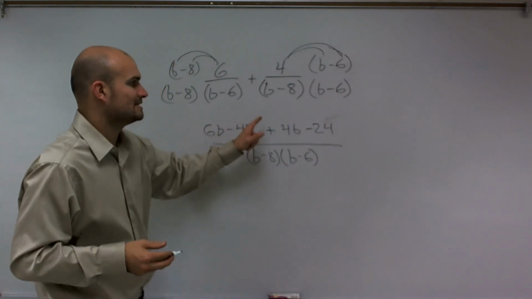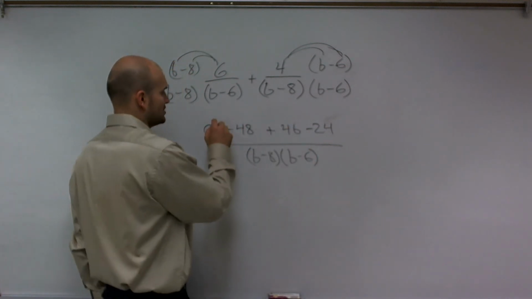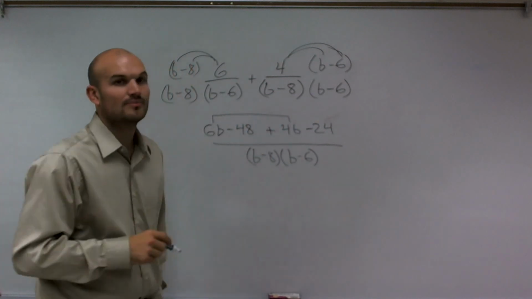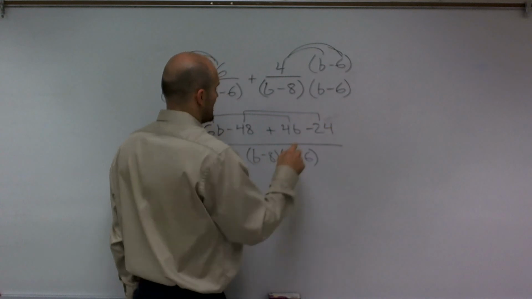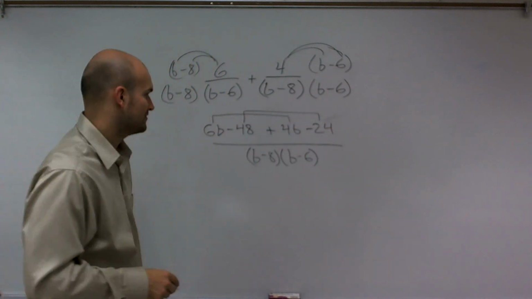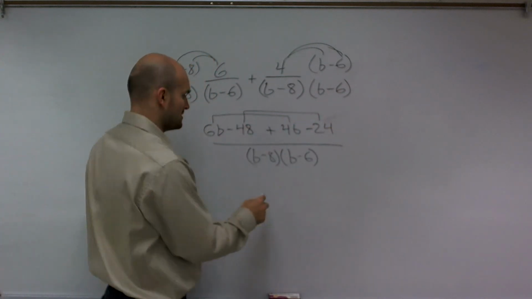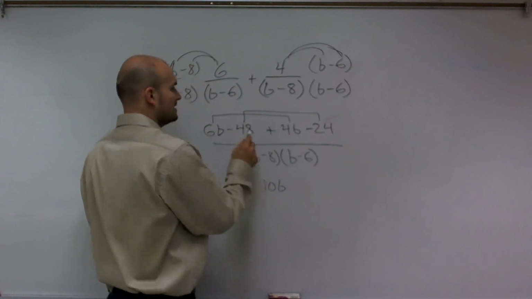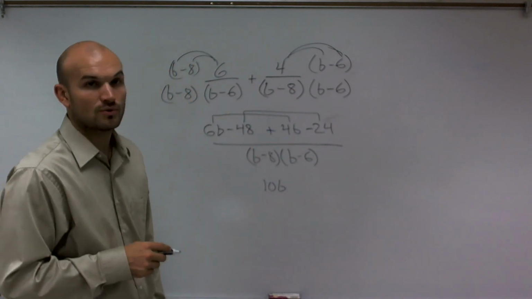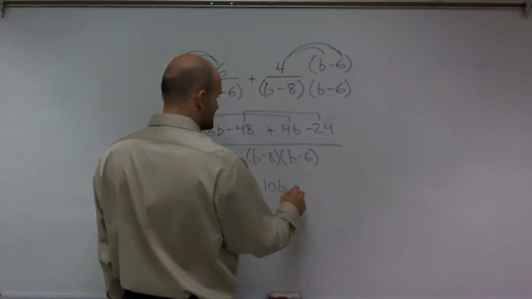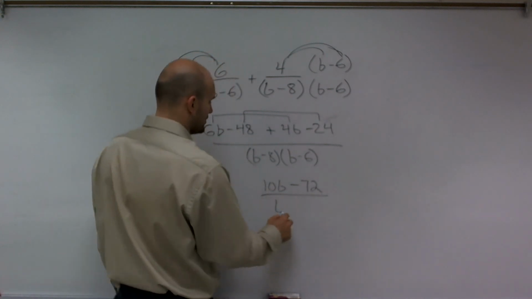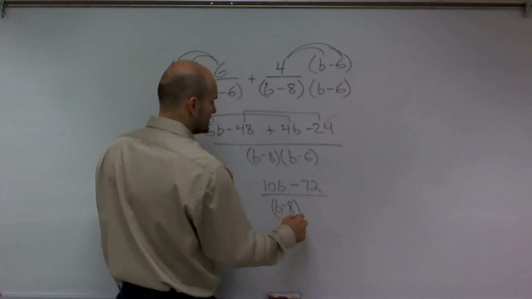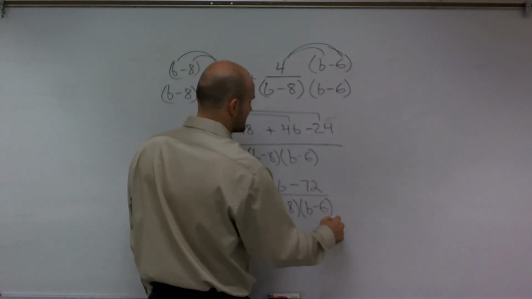So now I need to rearrange this and combine my like terms. Well, I can only combine a 6b and a 4b, and a negative 48 and a negative 24. So 6b plus 4b is 10b. Negative 48 minus 24 is going to be a negative 72, all over b minus 8 times b minus 6.